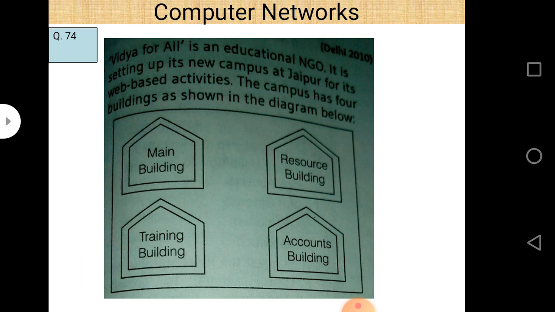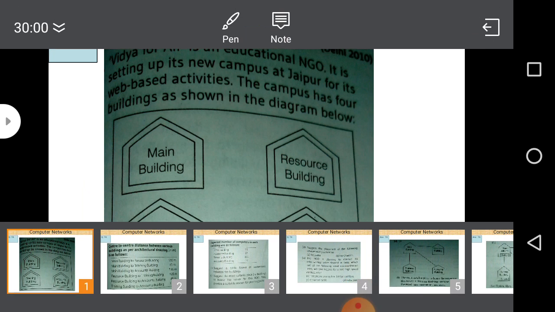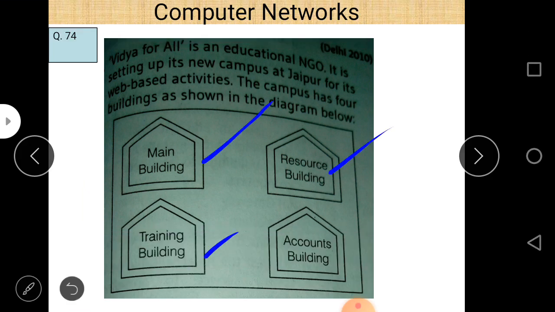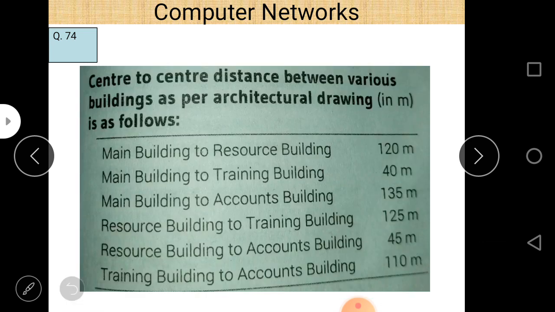So Jaipur, and the campus has 4 buildings in it, and the buildings are main campus, resource building, as you can see, training building, and accounts building. These are the 4 buildings in it. And the second thing given in this question is the center to center distance between various buildings as per architectural drawing. So distances between different buildings are also given here.